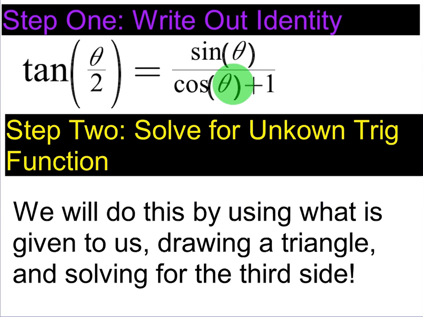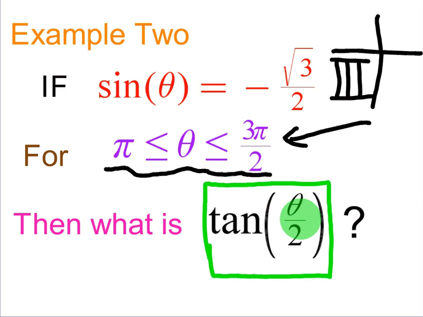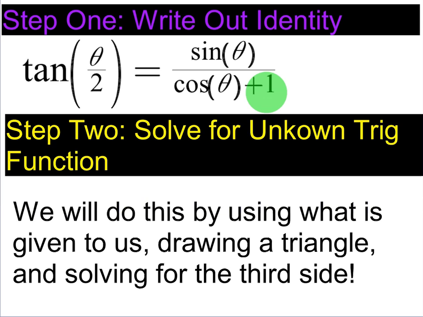Okay, so going back, we're going to use that bottom one like I said. So we're going to write that one out, sine of theta on top, cosine of theta plus 1 on the bottom. So keep in mind, we were only given sine of theta, right? And so we already know the top part of the formula to plug in. We do not know the bottom. We don't know what cosine of theta is. So that leads us to step 2.